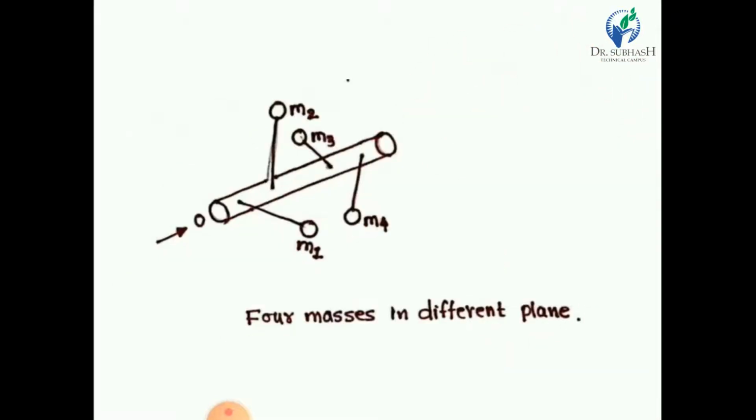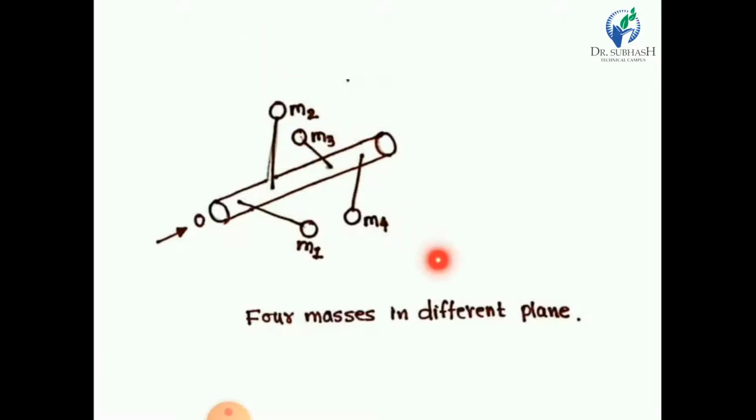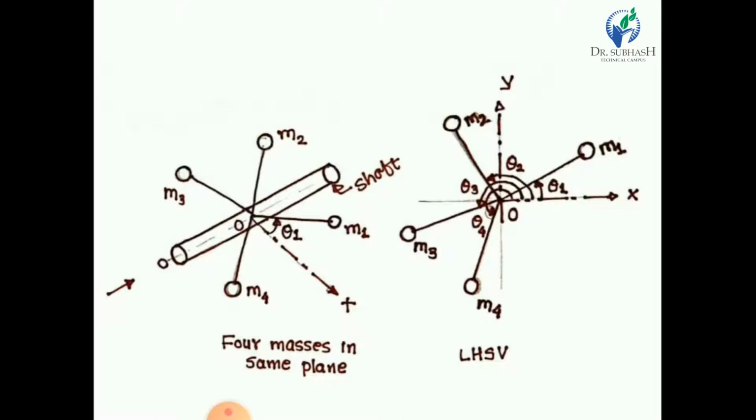Now the second condition, four masses in different planes. Here you can clearly see that the M1 mass is rotating in one plane, the M2 mass is rotating in another plane, the M3 mass in another plane, and the M4 mass also in another plane. So there are two conditions: first, several masses rotating in the same plane, and second, several masses rotating in different planes. But in today's lecture we are going to discuss only several masses, that means four masses, rotating in the same plane.